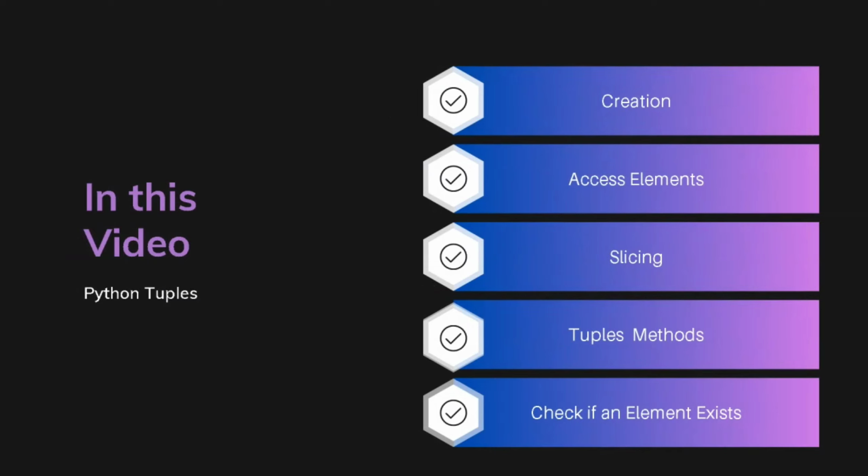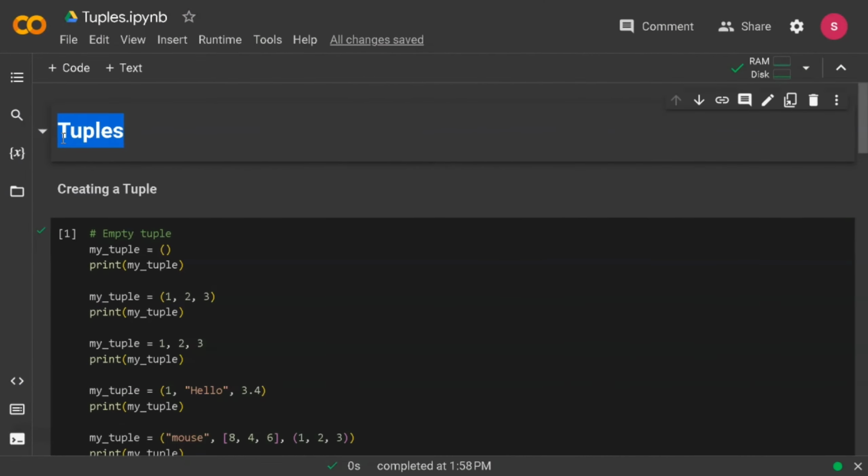And then we will be seeing how to create a tuple, how to access elements, how to do slicing, various methods available to us, and how to check if an element exists in a tuple or not. So let's begin. A tuple in Python is similar to a list. The difference between the two is that we cannot change the elements of a tuple once it is assigned, whereas we can change the elements of a list.